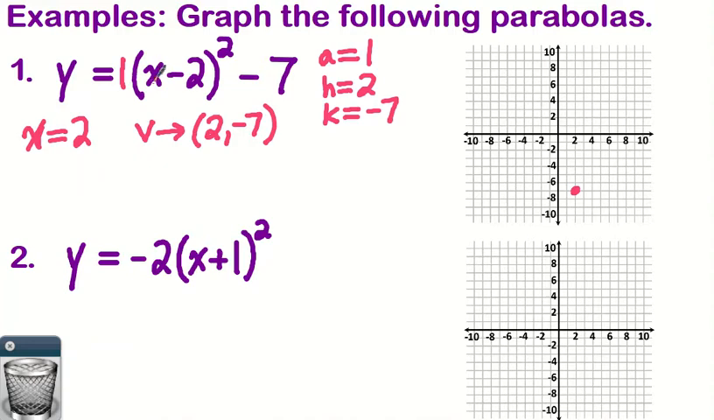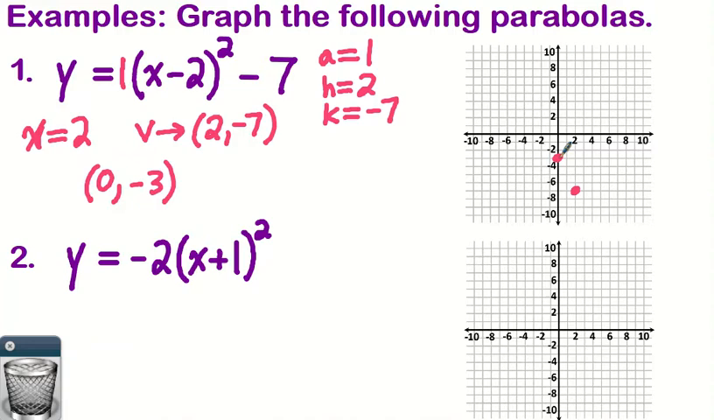So if I pick 0, and I literally let x be 0, that's going to be 0 minus 2, which is negative 2. And then when you square negative 2, you get a positive 4. And then positive 4 minus 7 means overall y is going to be negative 3. So when x equals 0, y equals negative 3. So literally 0 comma negative 3, that's another point on my graph.